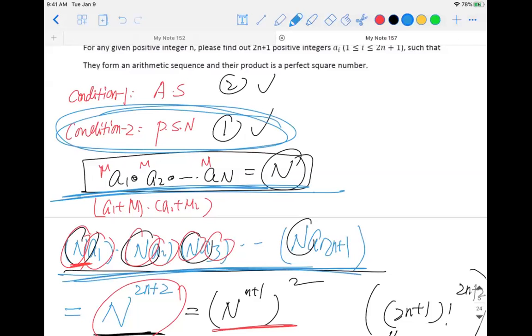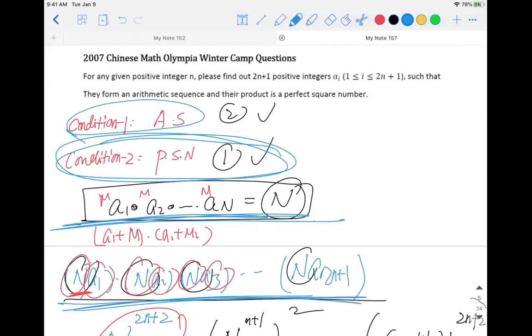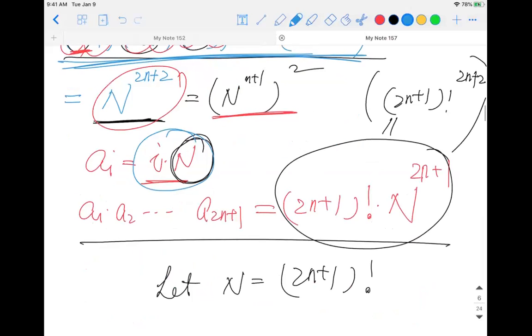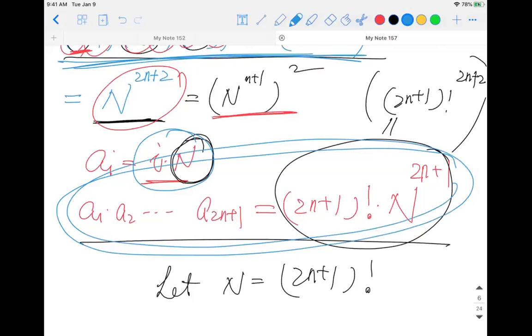And then I need to enrich my condition. How to enrich my condition? I'm going to give specific values, specific ingredients, to this already created sequence. I'm going to make it i times n, so that's going to be arithmetic. But this is not guaranteed to be a perfect square number. Then what am I going to do? I'm just going to let n equal a specific number, and that will help us solve this problem. Try to understand the beauty of this problem.